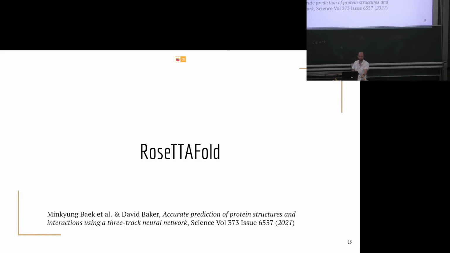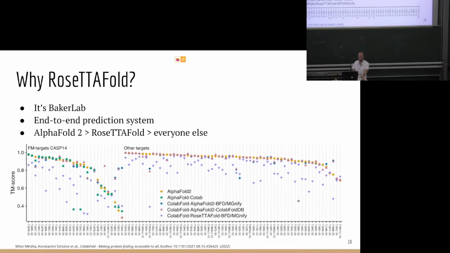Let's first look at RosettaFold. This is the other big system that we currently have. So the first question is, why even look at RosettaFold, since AlphaFold 2 is obviously the best system by far? So why should we take a look at it? There are a couple of reasons for this.